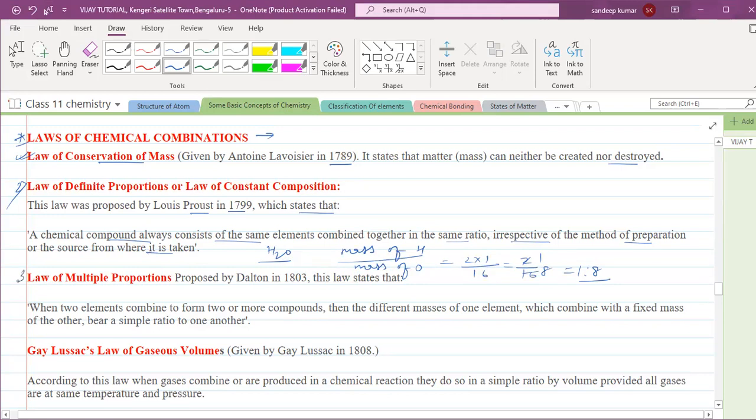Next is the law of multiple proportions, proposed by Dalton in the year 1803. This law states that when two elements combine to form two or more compounds, then the different masses of one element which combine with a fixed mass of the other bear a simple ratio to one another. Just remember the statement, then ask. Next law is Gay-Lussac's law.